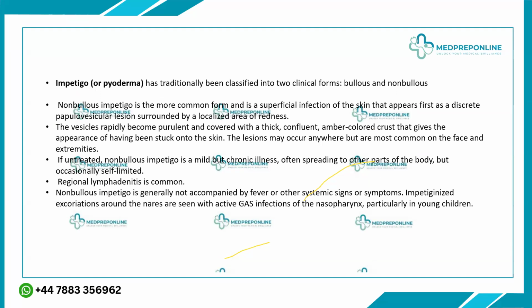नॉन बुलस आपकी एक सुपरफिशियल इन्फेक्शन होती है जिसमें पहले एक डिस्क्रीट पेपिलोवेसिकुलर लीजन बनती है which is surrounded by localized area of redness. The vesicles then rapidly become purulent and covered with a thick confluent amber colored crust or honey crust, जिसे हम कहते हैं honey colored crusting, that gives the appearance of having been stuck on the skin. ऐसे जैसे कोई चीज चिपकी हुई है, you know. These lesions may occur anywhere but are more common on the face and extremities. If untreated, non-bullous impetigo is a mild but chronic illness, often spreading to the other parts of the body.